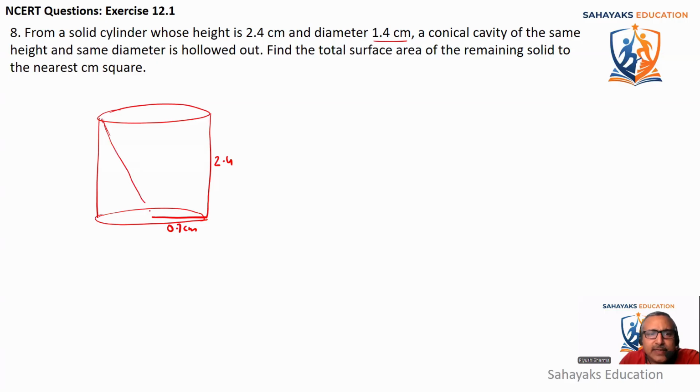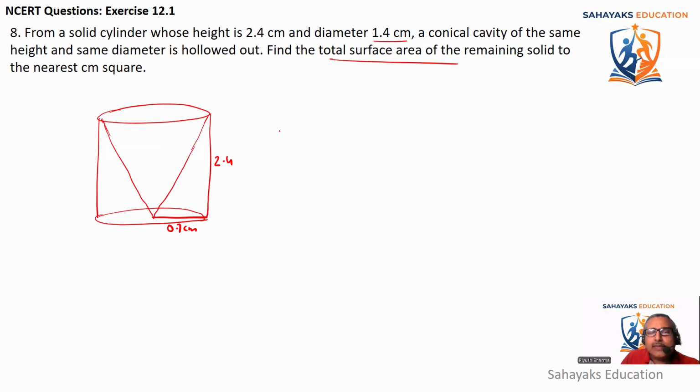So I'll just take it here and here. So there is a cone which is dug inside it. Now we have to find the total surface area of the remaining solid. Now for covering this, because this is a solid one, so when we are finding the total surface area for this, what will it include?